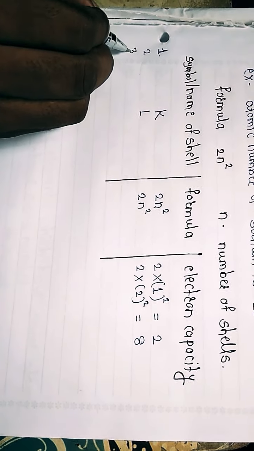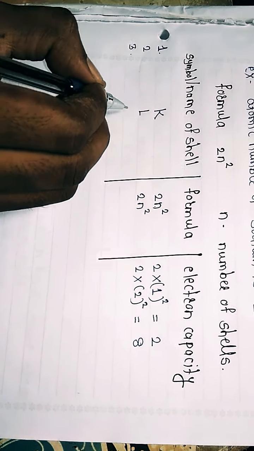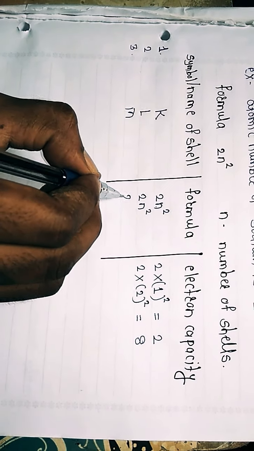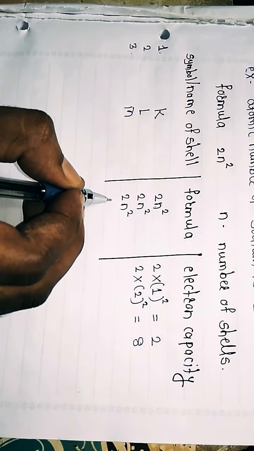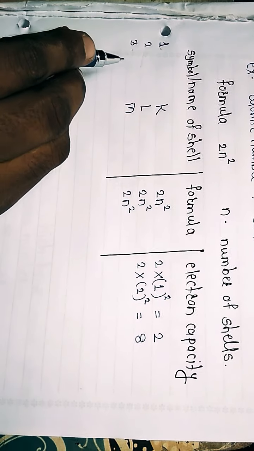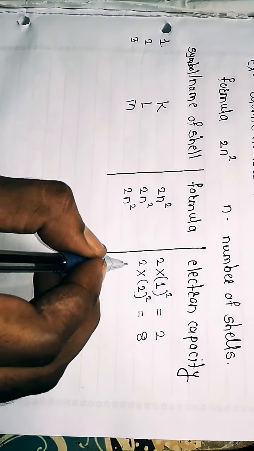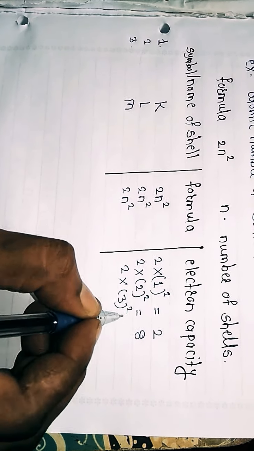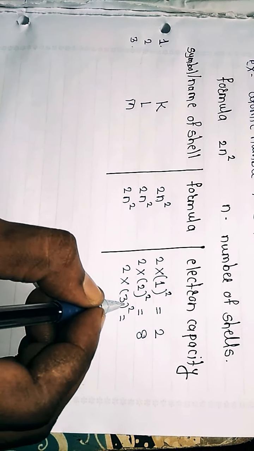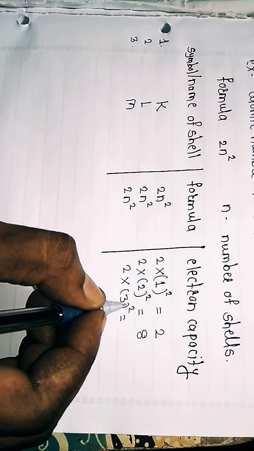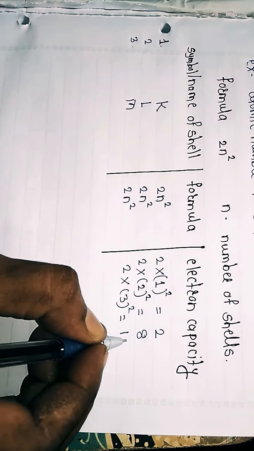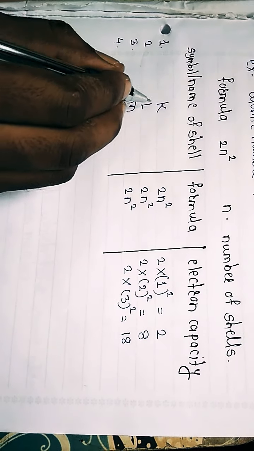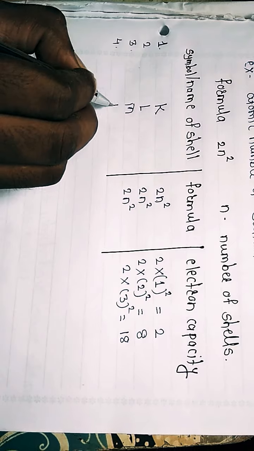Similarly, the third shell, K, L, and later on the M shell. So the formula again is 2n square. Putting the value n equal to 3 in this formula, 2 into 3 square. 3 square is 9, and 9 into 2 is 18.